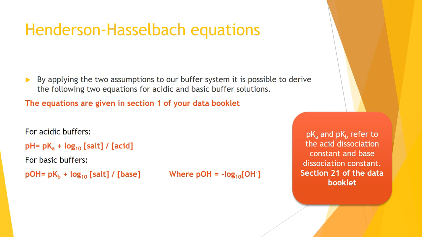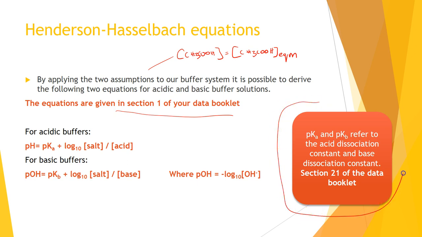How we look at these mathematically is using the Henderson-Hasselbalch equation. All of these equations are given in section 1 of your data booklet. So essentially what we need to do is remember our two assumptions, that the concentration of the acid at equilibrium is going to be the same as the concentration of the acid initially, and that the concentration of the salt is high. Then we can look at these equations. It's just important to note pKa and pKb refer to the acid dissociation constant and base dissociation constant for weak acids and bases.